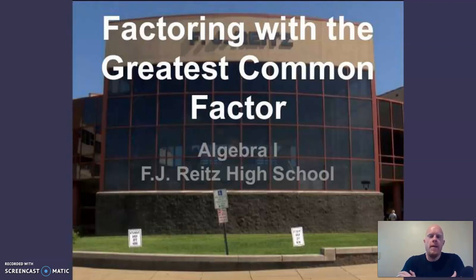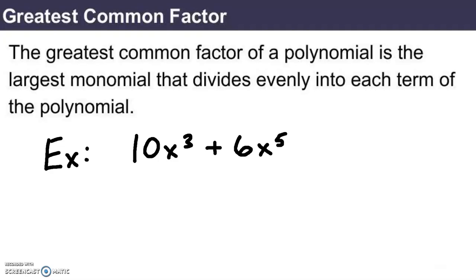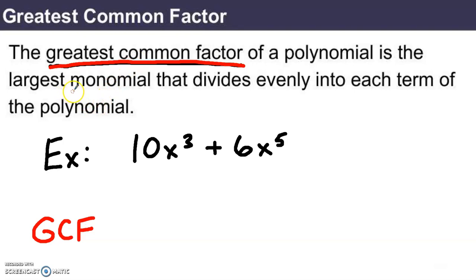This is Mr. Bowman, and in this video we're going to share with you factoring with the greatest common factor. Okay, so the greatest common factor of a polynomial, and we often abbreviate greatest common factor with the abbreviation GCF, is the largest monomial. That's a key part of the definition here. It's a monomial, a one-termed expression that divides evenly into each term of the polynomial.